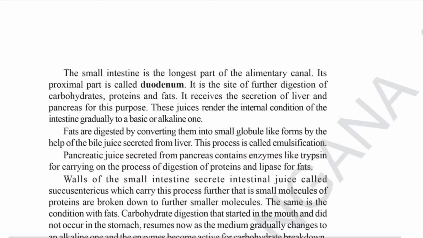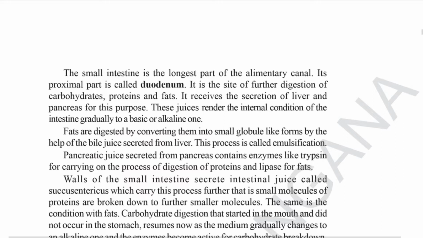It is the site of further digestion of what? Carbohydrates, proteins and fats. It receives the secretion of the liver and pancreas for this purpose. For it wants to digest carbohydrates, proteins and fats, so it needs juices or enzymes for that purpose. So from where does it get the enzymes? From the liver as well as from the pancreas.